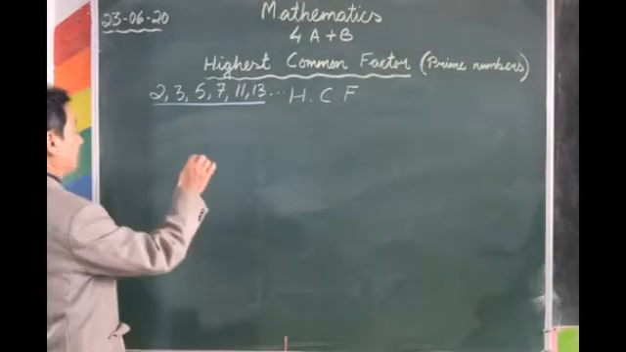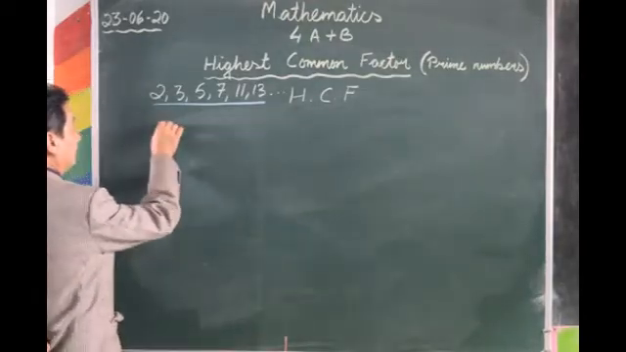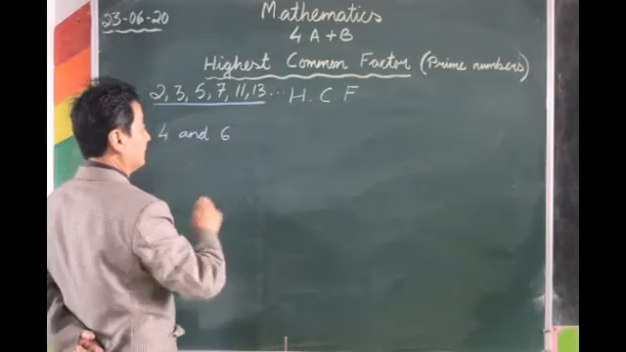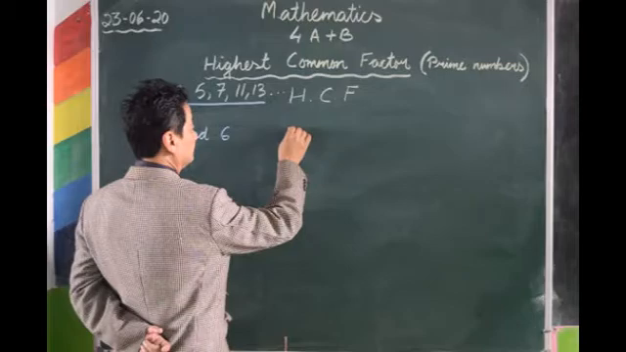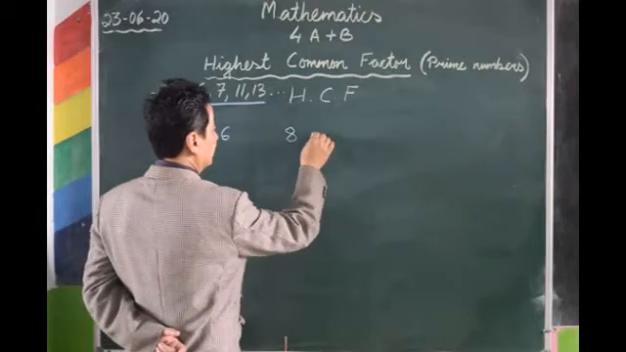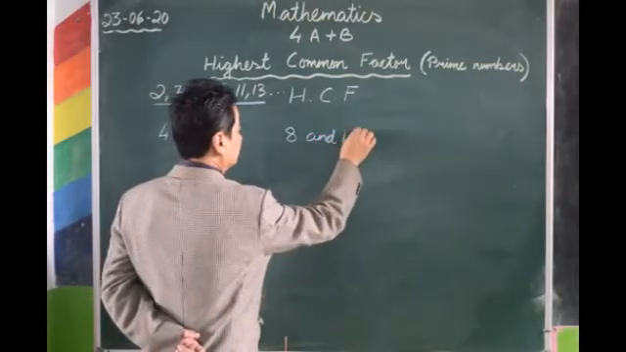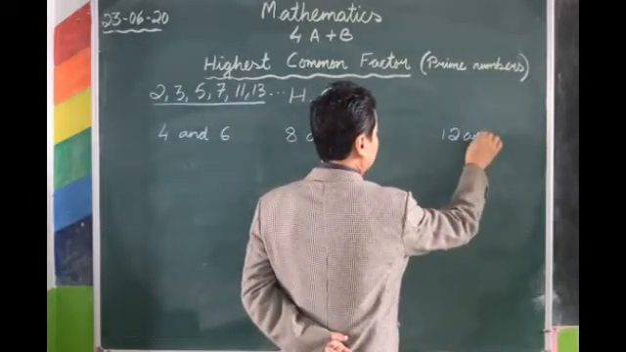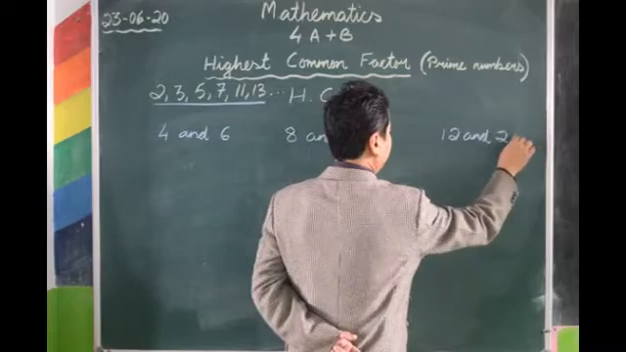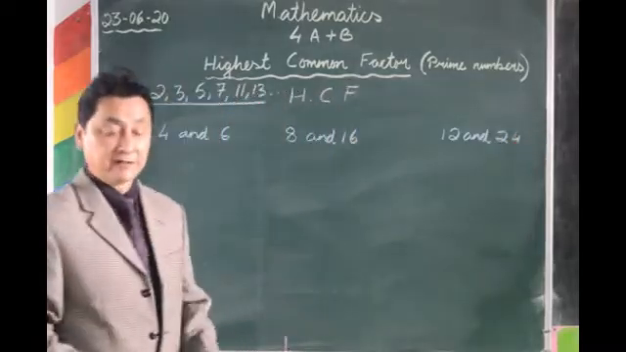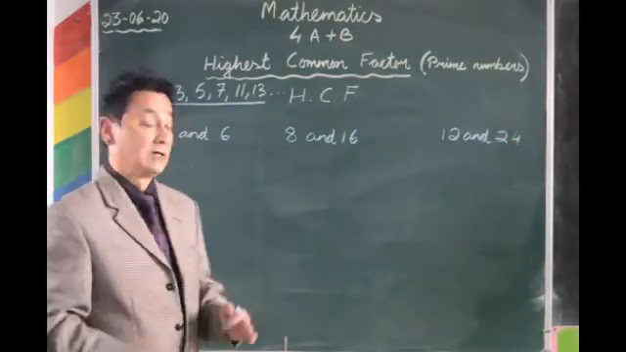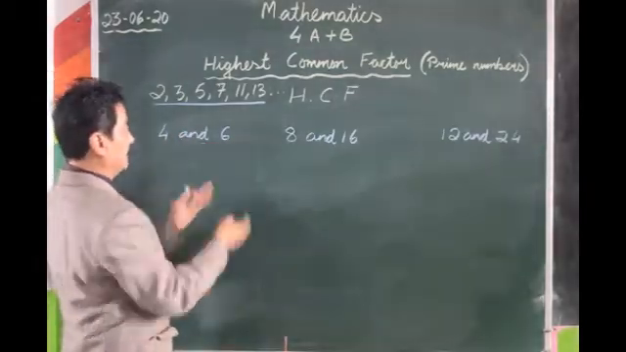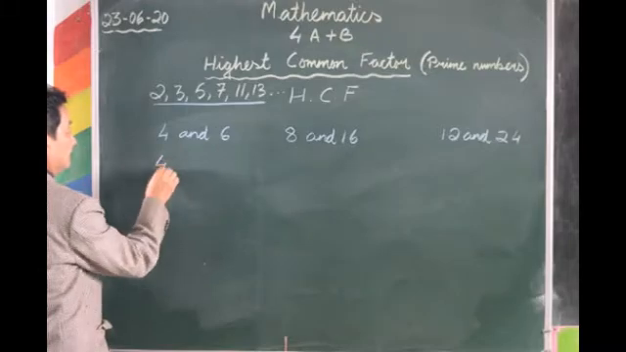So let's do some more. Find the HCF of 4 and 6. Find the HCF of 8 and 60. Find the HCF of 12 and 24. So are we ready? So what should we do first? First step, find the prime factors of 4. Second step, find the prime factors of 6. So let's find the prime factors.